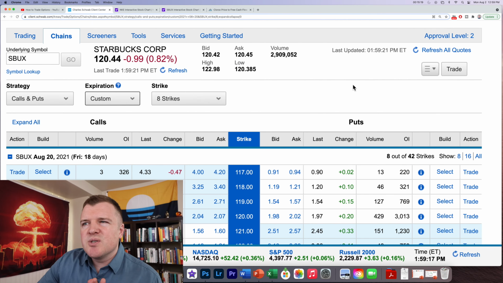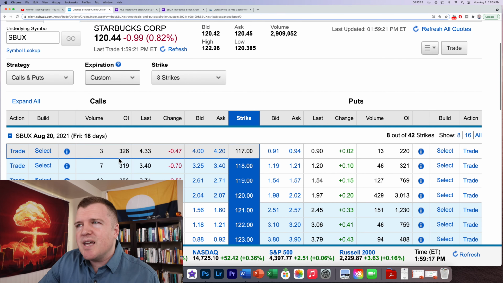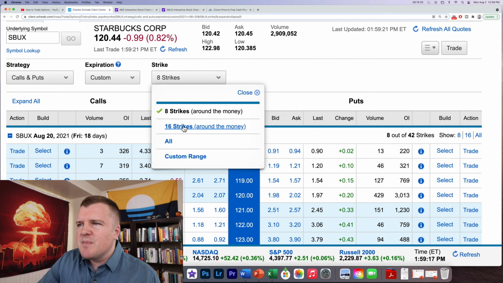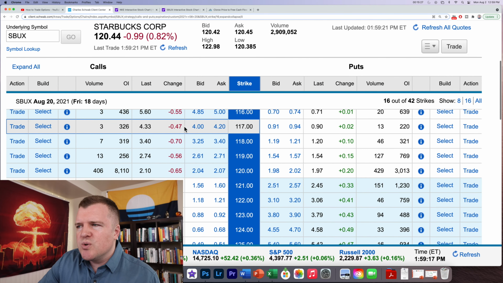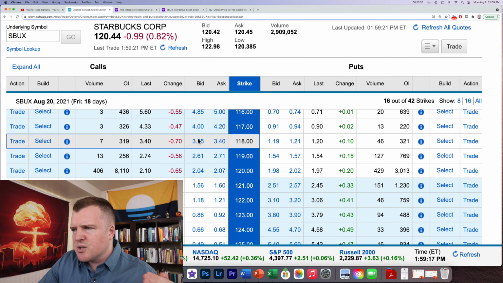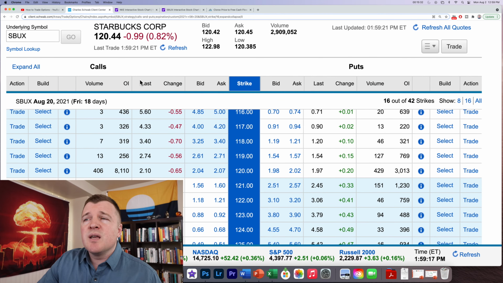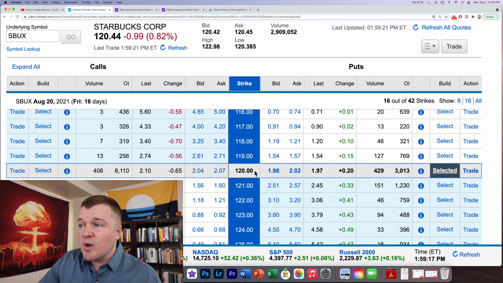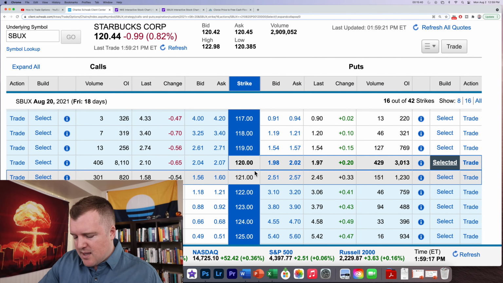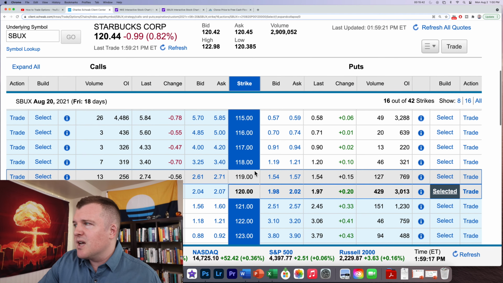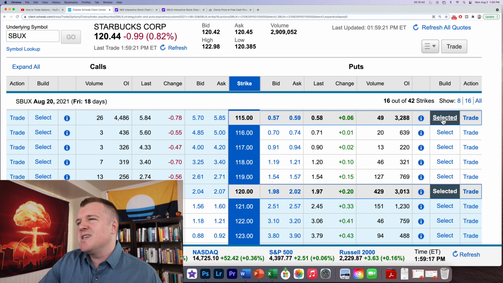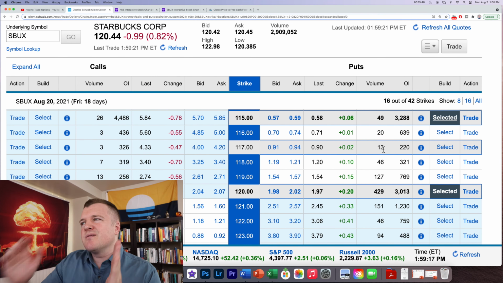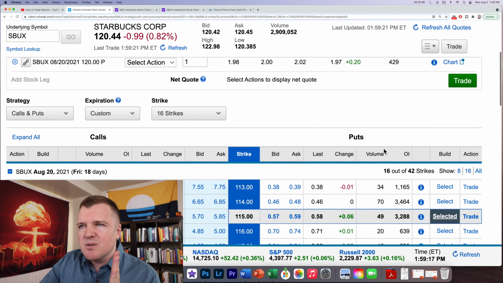So once again, here's the option chain, and I'm going with August 20th, which is in 18 days. Let's increase the amount of strikes, and I'm going to choose the strike that's closest out of the money. So Starbucks is currently 120.44. For buying my first put, it's going to be a strike price of 120. And then let's go ahead and choose a width and be arbitrary, and we'll say 115. So the width is $500. Let's go ahead and build this.